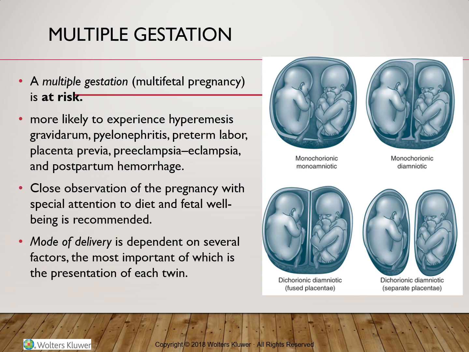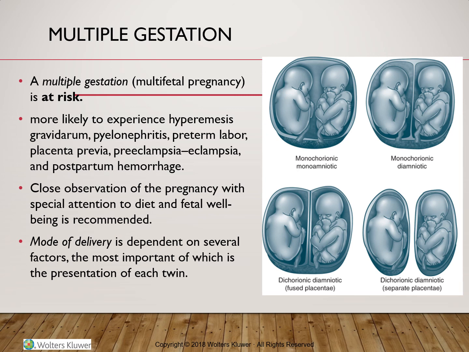And the mode of delivery will depend on several factors, and the most important one will be the presentation of each twin. In general, a C-section is indicated if twin A, or the first twin, is not in vertex presentation. So if the first one doesn't present in a normal way, it's probably impossible to have a normal vaginal delivery. If twin A is vertex, there is an option for vaginal delivery.